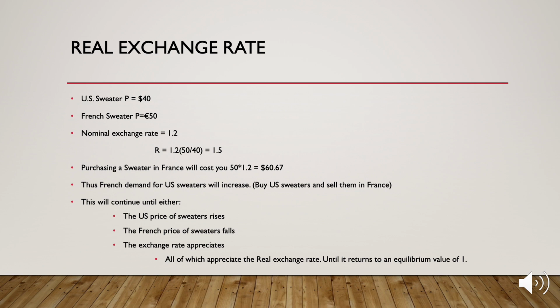Let's kind of look at this in simple terms. If you wanted to buy a sweater in France, how much is it going to cost you in US dollars? Well, you've got to get 50 euros to get that sweater, and you're going to need to spend $1.20 to get a euro. Each one of those euros is going to cost you $1.20. So overall, the US cost of buying a French sweater will be $60. Well, the US price of buying an equivalent sweater is only $40. Why would I be buying a French sweater? The answer is you wouldn't, because US sweaters are cheaper in real terms.